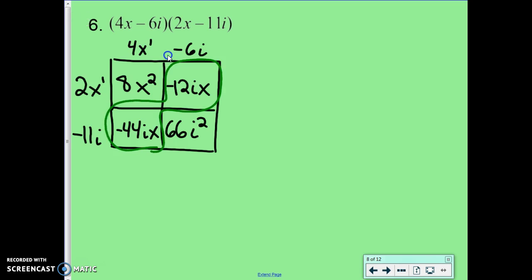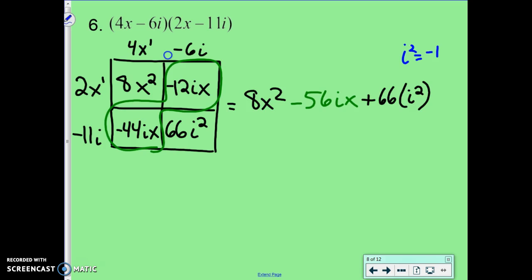Like terms. So I get 8x squared minus 56 i times x plus 66 times i squared. Of course, we know again, i squared is equal to negative 1. We're going to substitute that in. 8x squared minus 56ix plus 66 times negative 1.